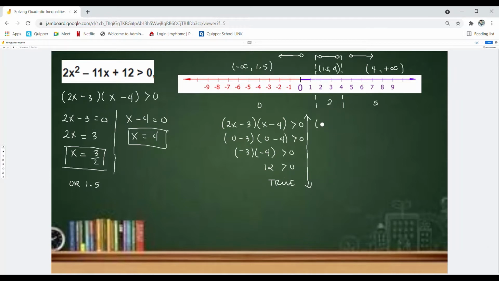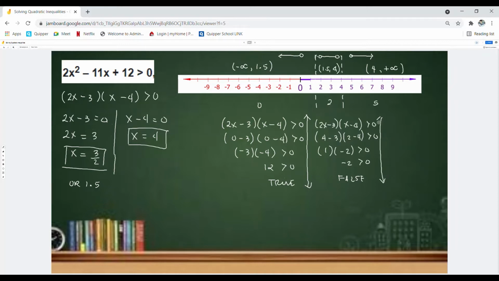So we will test 2 in 2x minus 3 and x minus 4. Substituting it, that becomes 4 minus 3, and here 2 minus 4, greater than 0. And so this becomes 1 times negative 2, which is greater than 0. So 1 times negative 2 is negative 2. Is negative 2 greater than 0? Oh, it's false. Very good answer.